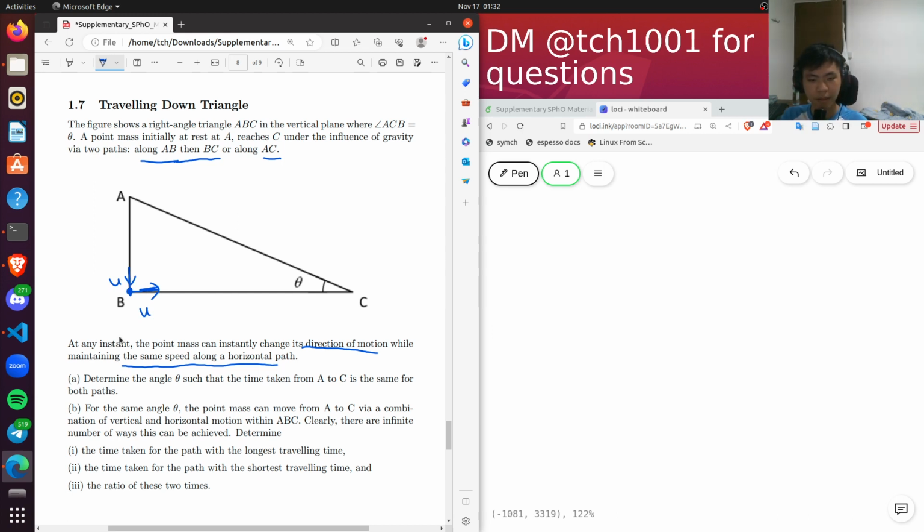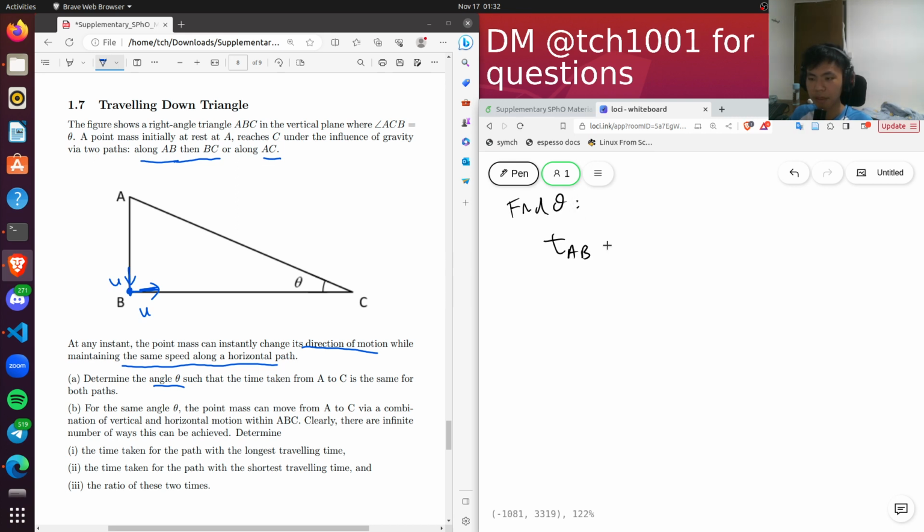So we're given this, and we are told to find the angle for which the time taken to go from A to C is the same for both paths, meaning A to B and then B to C is the same as A to C directly. So the first part is quite simple. It's just a bit of standard kinematics and trigonometry. Namely, we want to find the angle theta such that TAB plus TBC is equal to TAC, right?